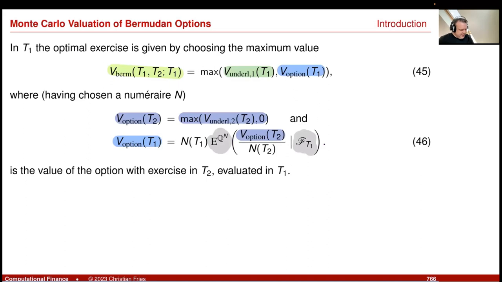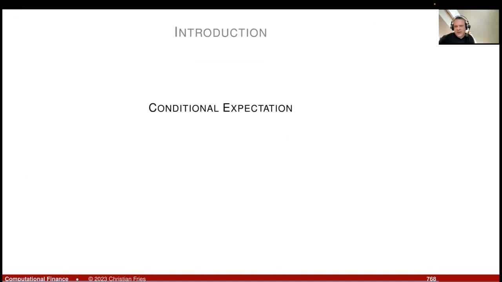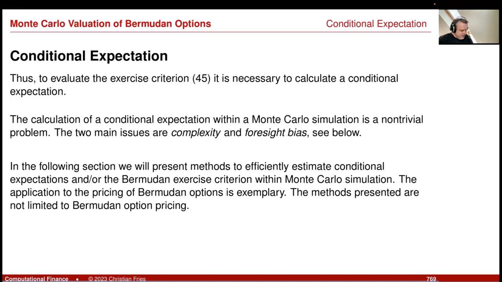So this was here already on my slide. The big issue is that we need the conditional expectation operator. All the other stuff here is trivial. Yeah, use the maximum function on two random variables, but this guy is the important part. So there's a strong relation to the ability to calculate the conditional expectation. And the calculation of a conditional expectation is non-trivial within a Monte Carlo simulation.